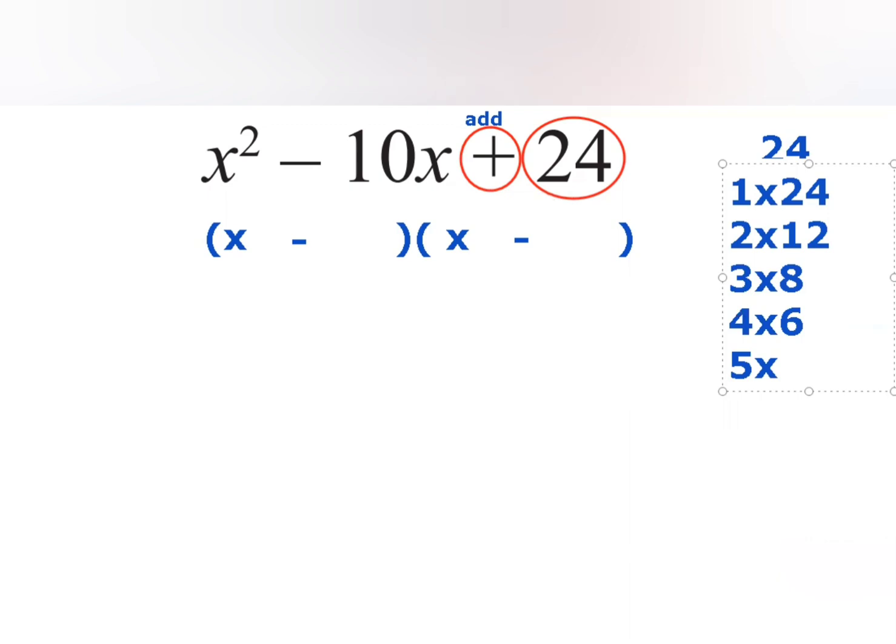Now, these are the factors of 24. I'm going to use these factors because I need two numbers. When I multiply them, I get 24. All of these pairs of numbers are multiplied to get 24.